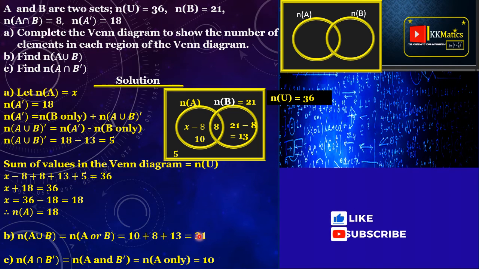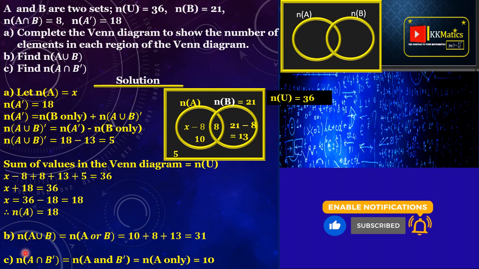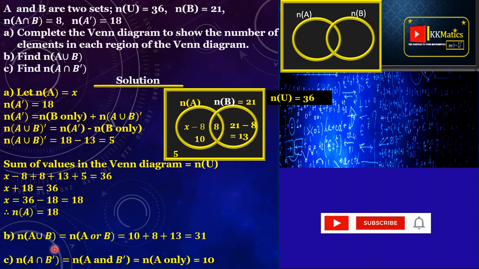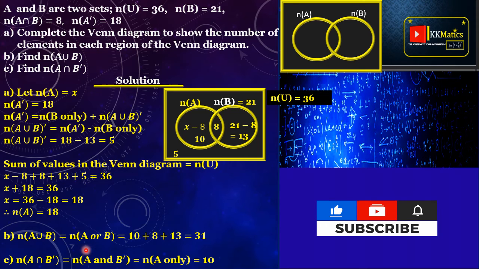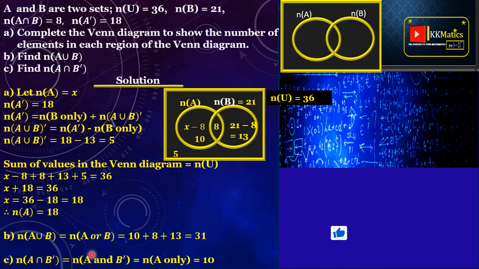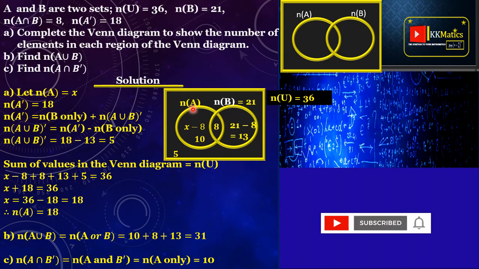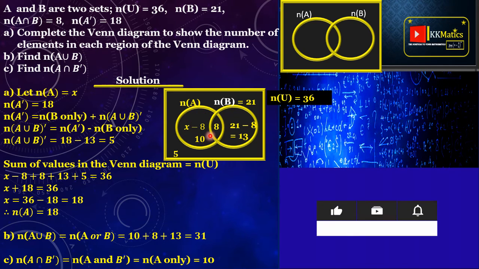And the last one here, the number of elements in A intersection B complement, as you see on your screen. This can also be written as the number of elements in A and B complement, and this is equal to the number of elements in A only. So we know that this whole portion is A, and B complement are elements that are not in B.